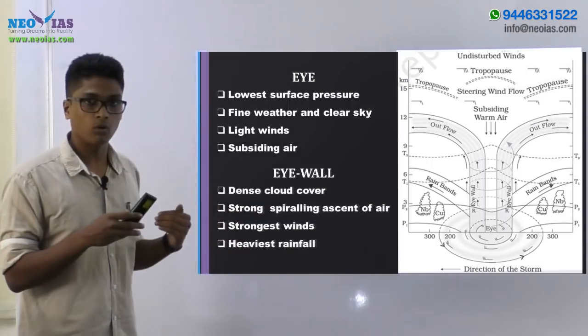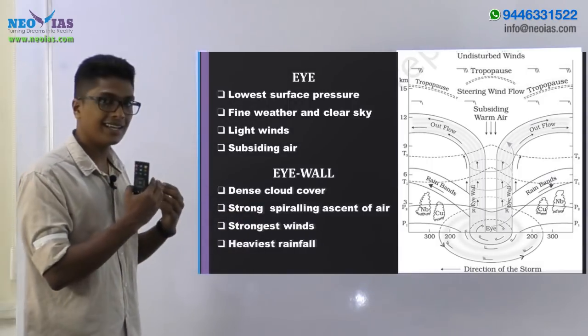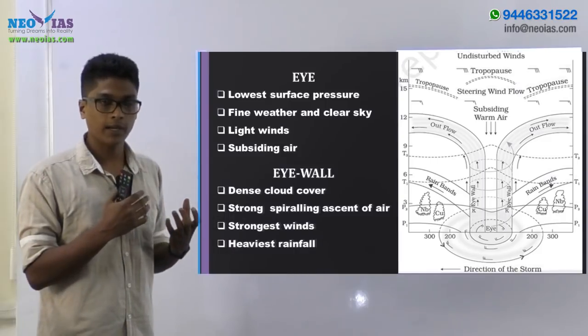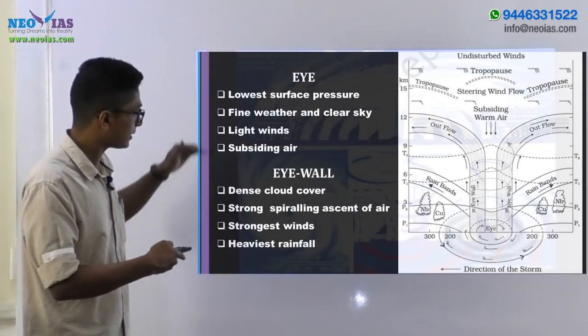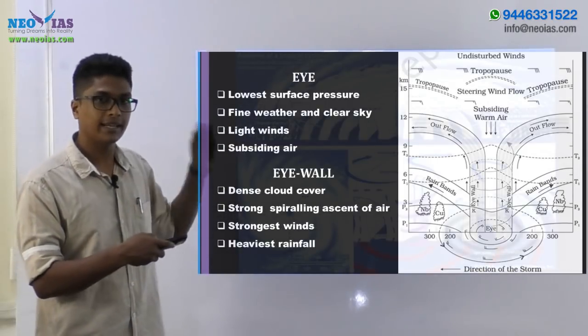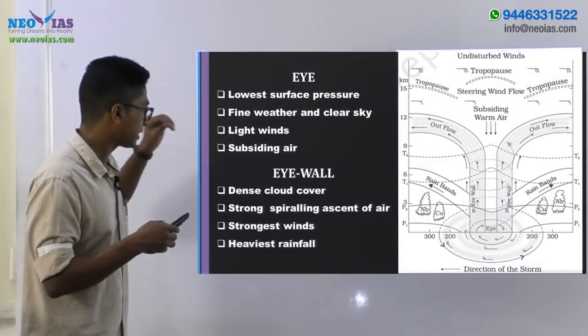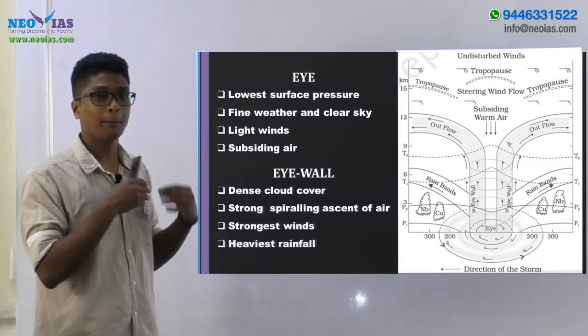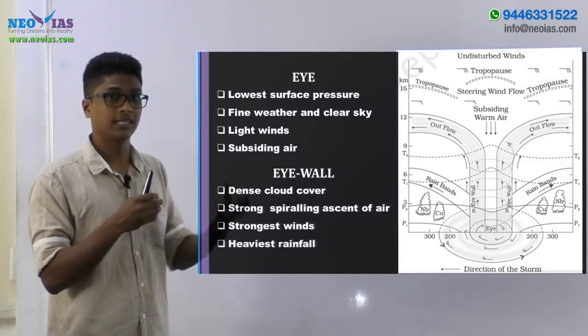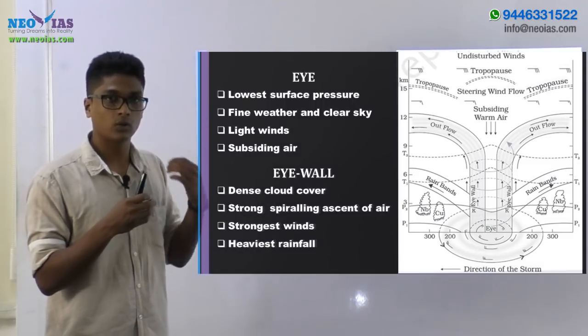And regarding the eye wall, these are the regions surrounding the eye. As you have seen in the other picture, these regions will be having dense cloud cover. So the eye wall is known for the dense cloud cover, and this is where the maximum disaster potential or the destruction created by a tropical cyclone takes place.